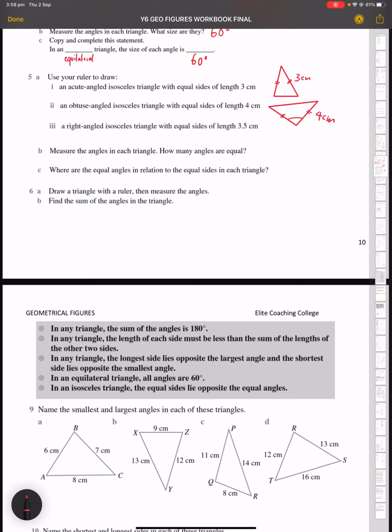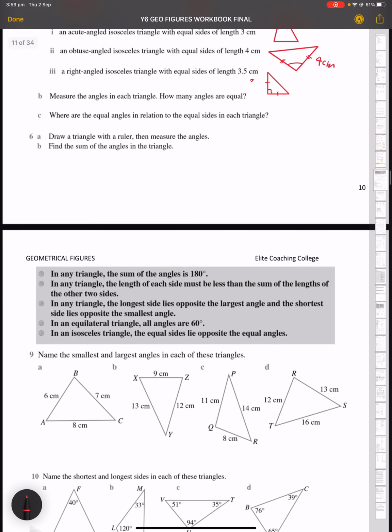A right angle isosceles triangle with equal sides of length 3.5 centimeters. So, something like, nope, that didn't go well. There we go. That's a right angle. Let's assume these two lengths are equal. So there you go. It's a right angle isosceles triangle, with sides of 3.5 centimeters. Measure the angles in each triangle.